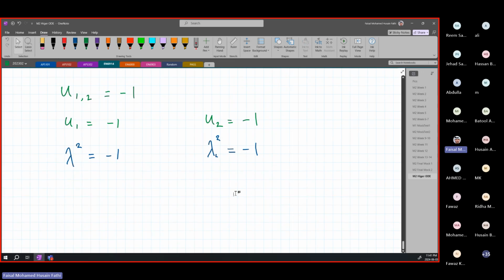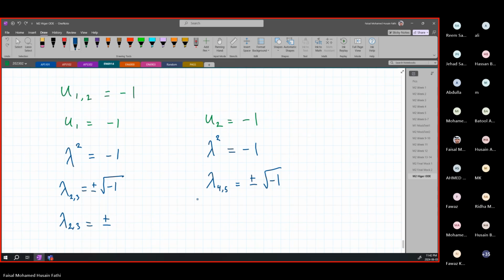So just instead of confusing yourselves, just keep them as lambda and lambda squared for now. Now, when you are doing the square root of minus 1, we are going to have 2 and 3 because we're going to have plus and minus. And over here, we are going to have 3, 4, and 5, which is equal to plus and minus the square root of minus 1. So we know that lambda 2 and 3 is equal to plus and minus i, and lambda 4 and 5 is also equal to plus and minus i.